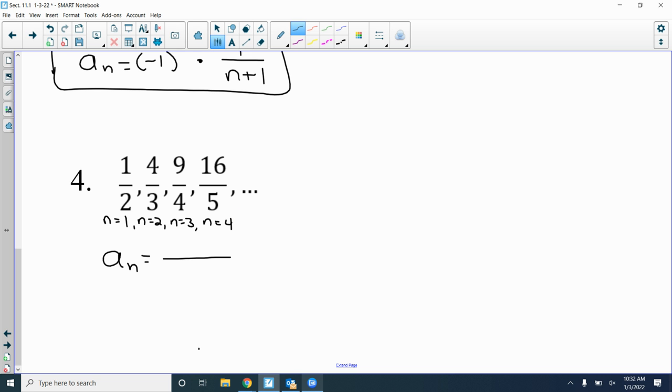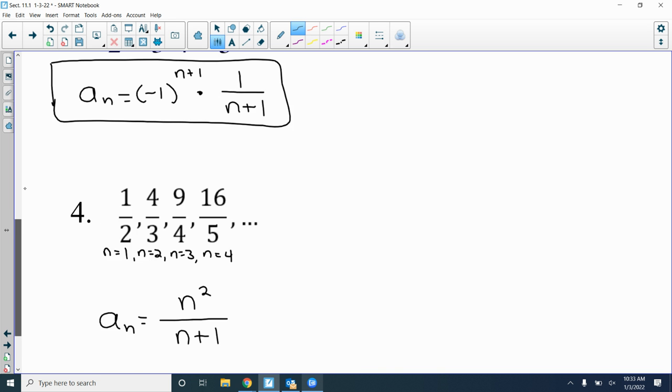Anybody know how to get the top? All right, she says n squared. So this is where we just got to investigate. Does it work? Does it not work? Does n squared work? 1 squared, check. 2 squared is 4, 3 squared is 9, 4 squared is 16. So that works. Now the denominator is exactly the same as the other denominator. So what do we make the other denominator? N plus 1. So for our general term, I got n squared over n plus 1. Does it satisfy that? Yes. So we're good there.